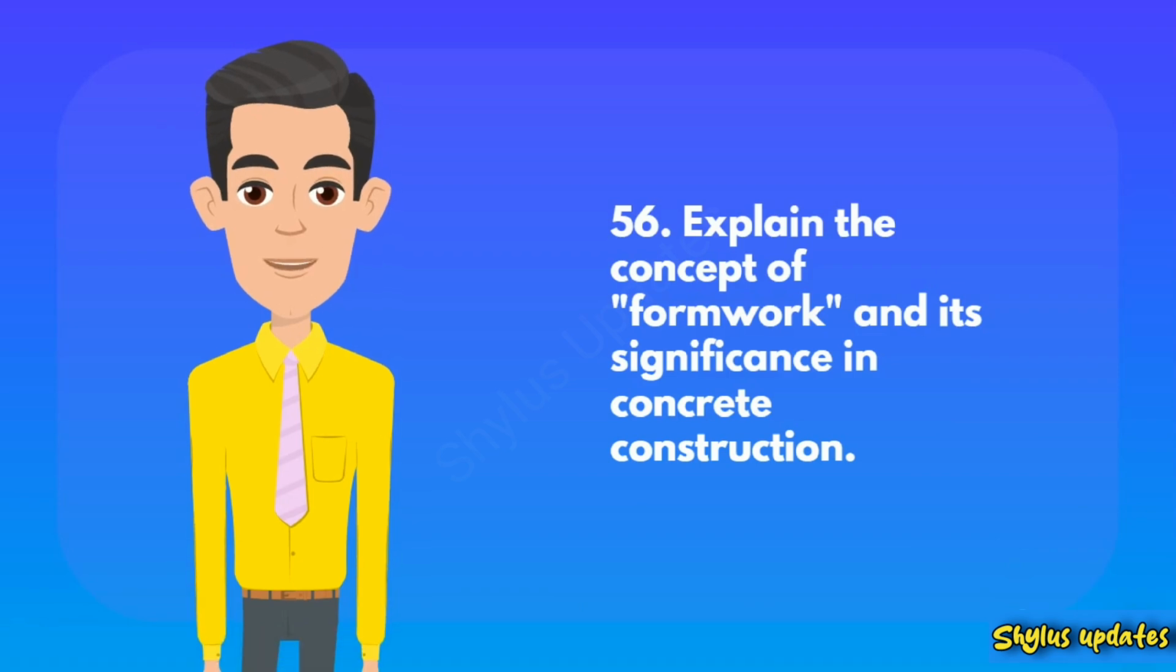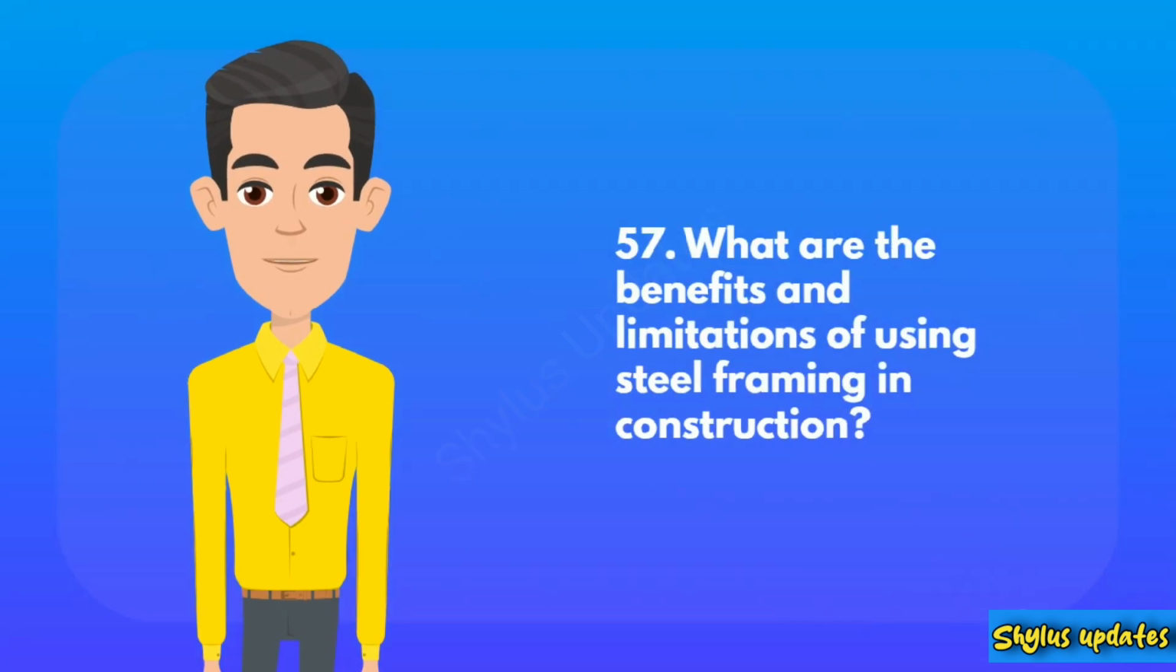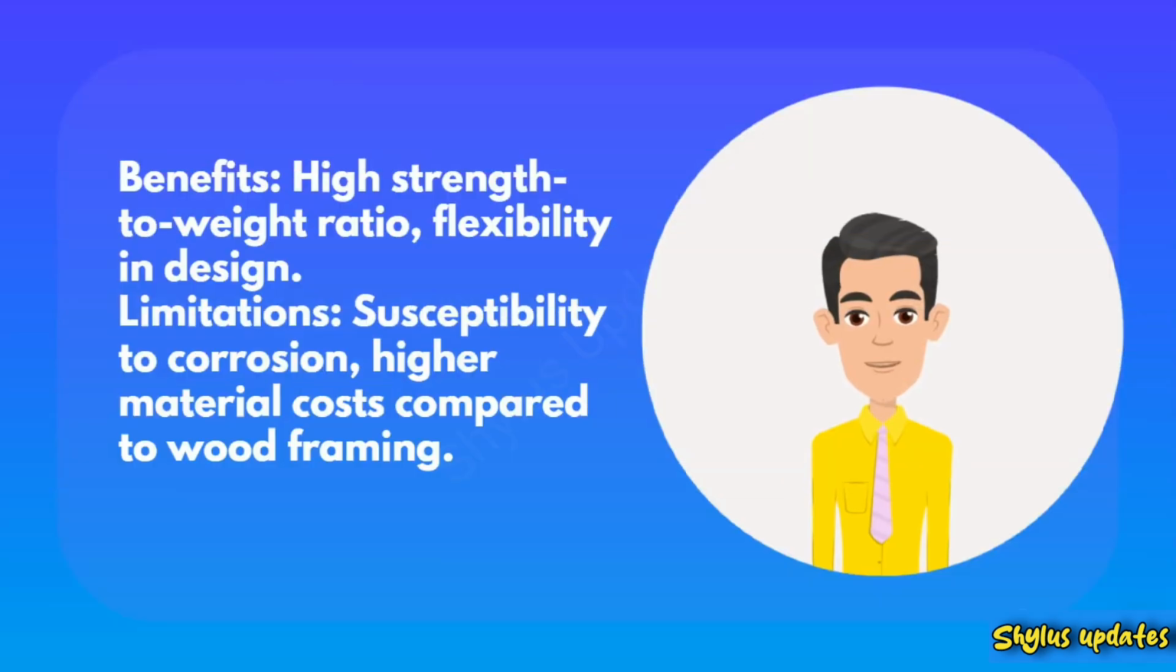56. Explain the concept of formwork and its significance in concrete construction. Formwork is the temporary mold used to shape concrete until it sets and gains sufficient strength. Proper formwork ensures accurate dimensions and surface finish. 57. What are the benefits and limitations of using steel framing in construction? Benefits: high strength-to-weight ratio, flexibility in design. Limitations: susceptibility to corrosion, higher material costs compared to wood framing.